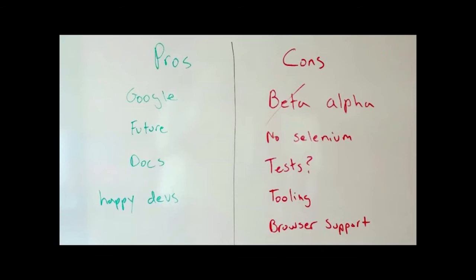Some of the cons at the time were it was not even alpha. Taylor Savage said it was experimental at the Polymer Summit, and I got on his case for that. I was joking because we were probably the first large company to go to production with an experimental technology. And it had no Selenium support, testing, tooling, browser support just wasn't there yet.